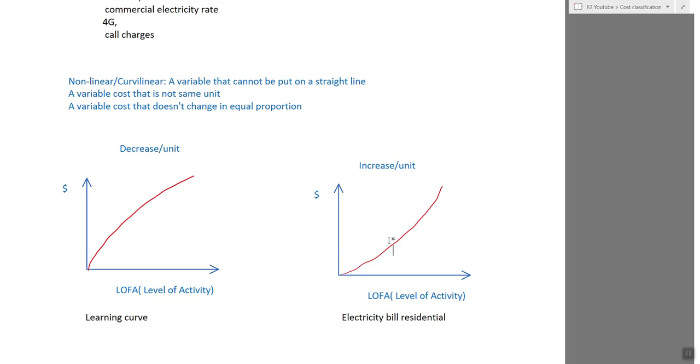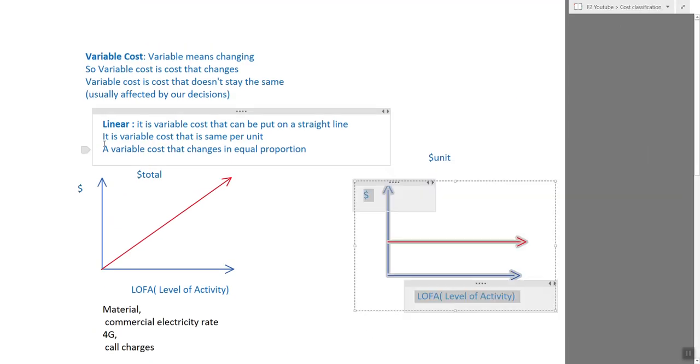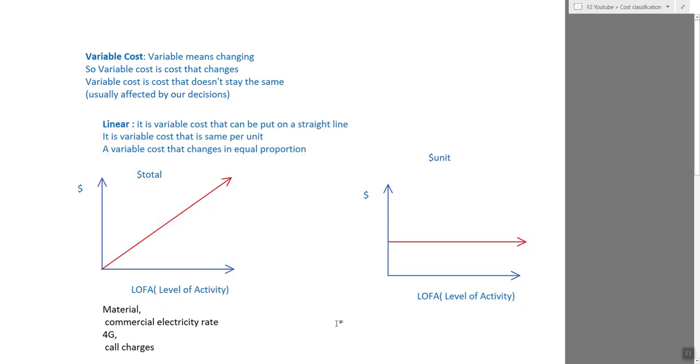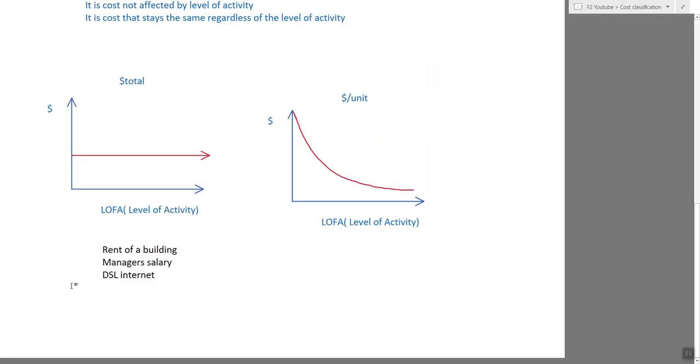Obviously, variable cost overall, in total, increases. But when we talk about per unit, they could either be the same per unit or they could be changing. So, when we usually talk about variable cost, we talk about linear variable cost, unless specifically told that it is non-linear variable cost. So we say the variable cost in total increases and per unit it stays the same. Fixed cost in total stays the same, but per unit it decreases.